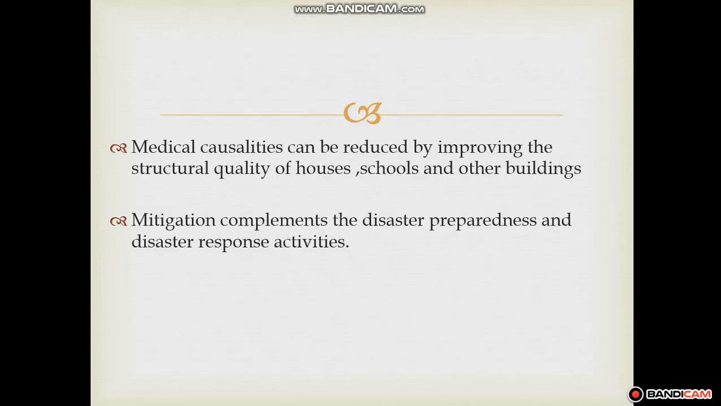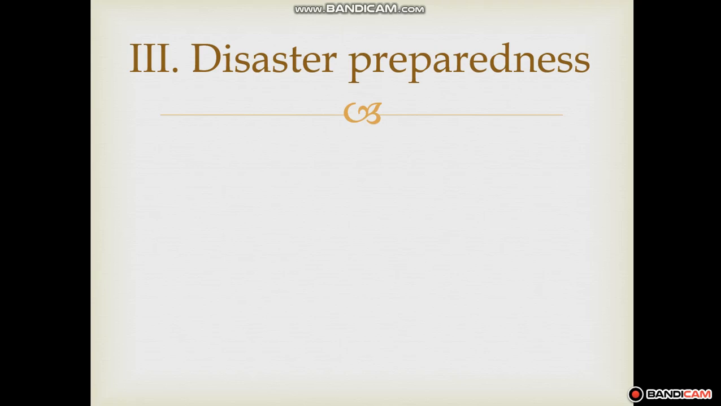Medical casualties can be reduced by improving the structural quality of houses, schools and other buildings. Proper building of schools, houses and buildings can reduce the number of casualties after a disaster. Mitigation complements disaster preparedness and disaster response activities. So mitigation includes these two things, that is, disaster preparedness and disaster response activities. You can underline and learn: mitigation complements disaster preparedness and disaster response activities.